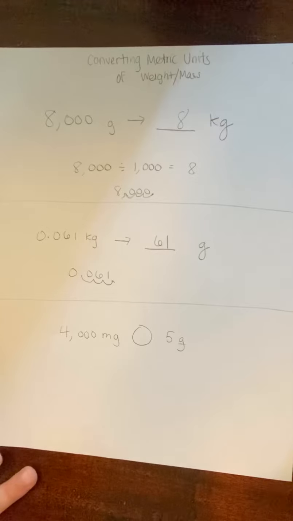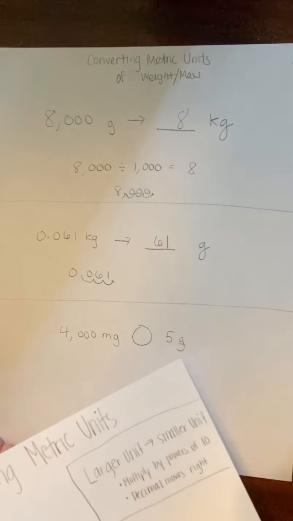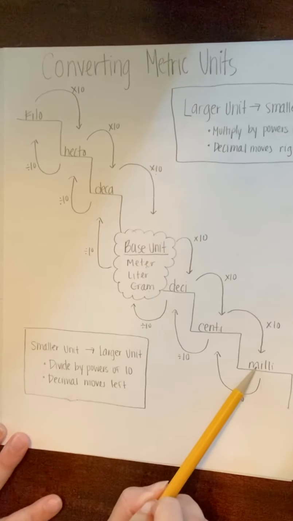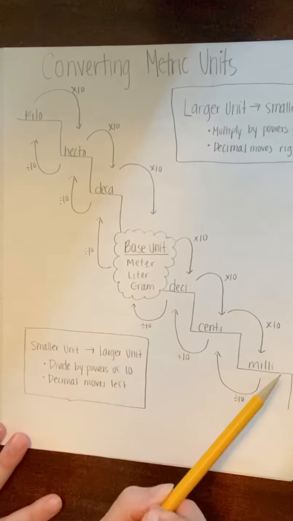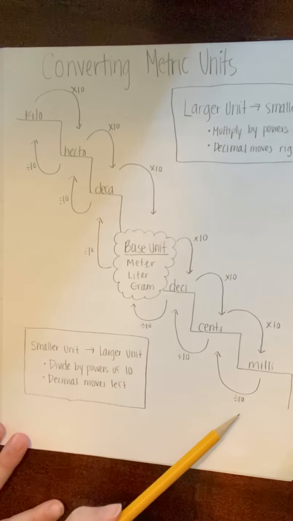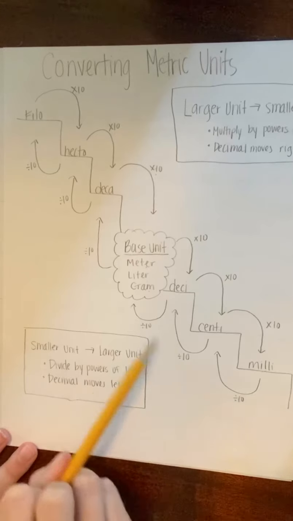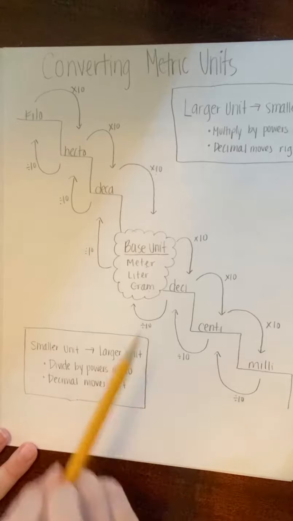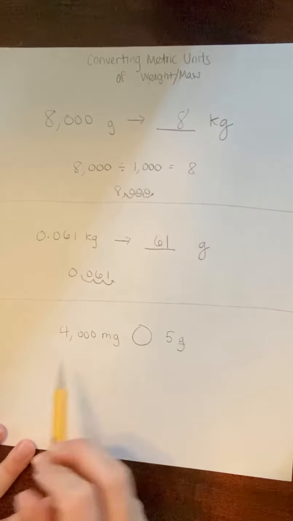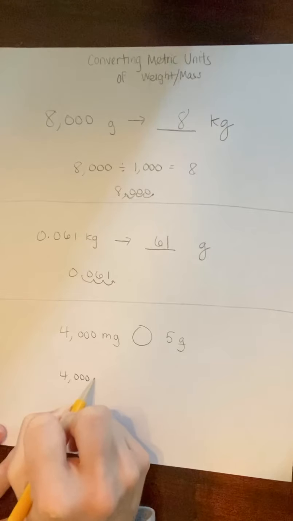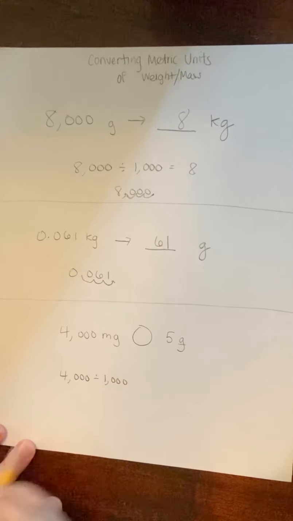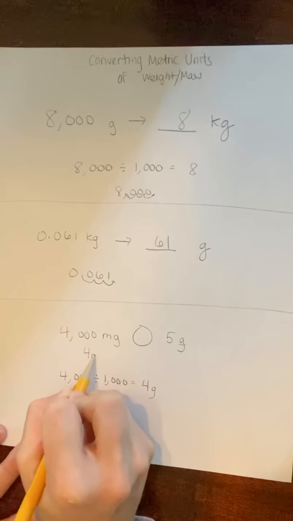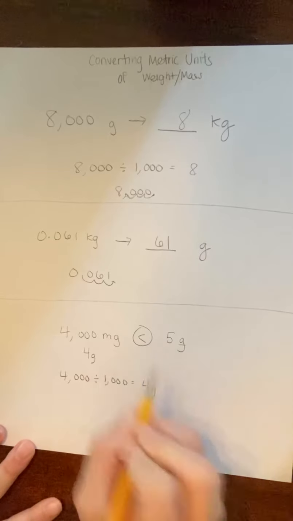So what I'm gonna do is change milligrams to grams. So I'm going from milligrams to grams. Milligram is here. Grams is here, so I'm gonna go up the ladder 3 times, which means I either need to divide by 1,000, or move my decimal place to the left 1, 2, 3 times. So if I've got 4,000, I'm gonna divide it by 1,000, which gives me 4 grams. So 4 grams is less than 5 grams.